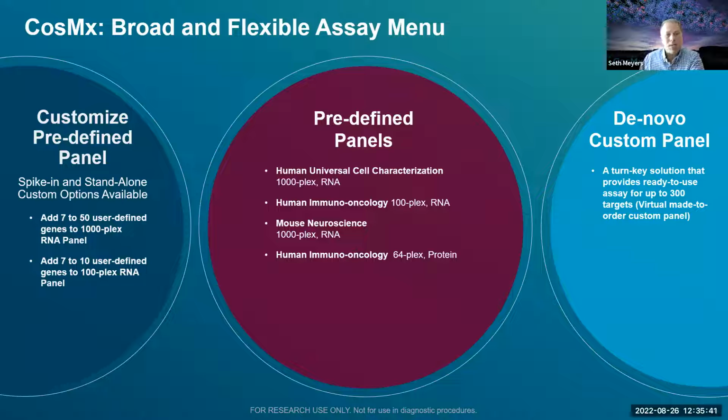Again, we can do customization. You can spike in, as well as use the standalone custom options. You could spike in an additional 7 to 50 genes of your choosing into the 1,000 plex panel, or 7 to 10 into the 100 plex RNA panel, or there's an option to do customization from the protein perspective as well. Or if you just want to profile the genes of interest, no problem. We can do that. We can design up to 300 genes today. More to come, more than likely. But we can profile up to 300 genes of your choosing today.